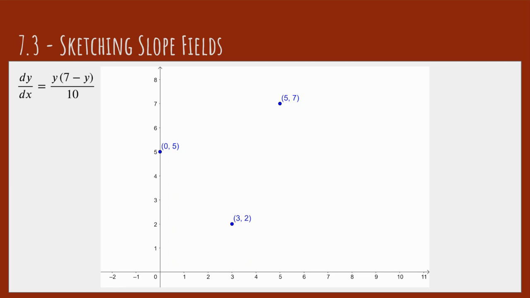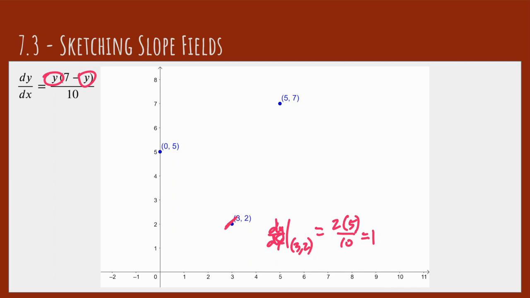So just looking at this one here, I'm going to jot down my work next to each point. So the slope at the point (3, 2), we already did the math for this one, because really the only thing that's relevant is the y coordinate. So plugging the 2 in for y, we get 2 times 5 over 10, which is 1. So we would expect a slope of 1 at this point.